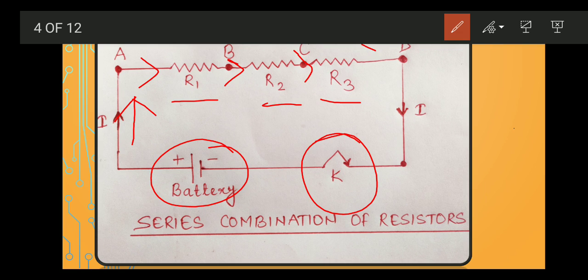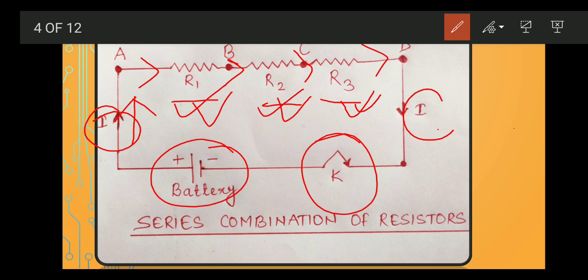Now, this place you can observe one thing, children, that same current I is flowing through the three resistors R1, R2 and R3. You can see this place, same current I is flowing. So this is a very important fact about the series combination of resistors, that is the current has a single path for its flow, hence same current flows through each resistor.